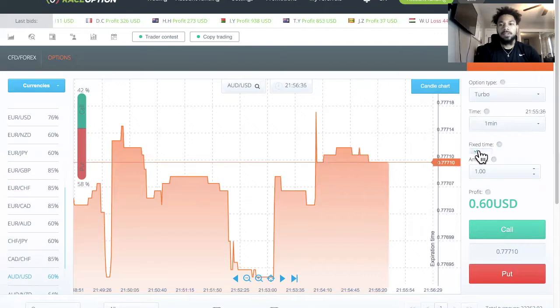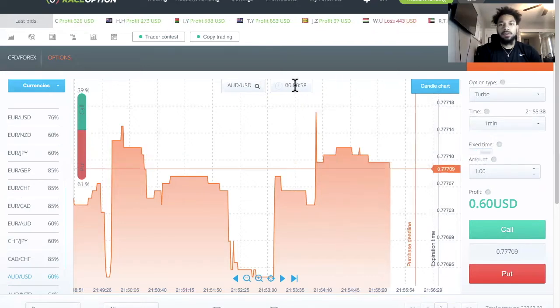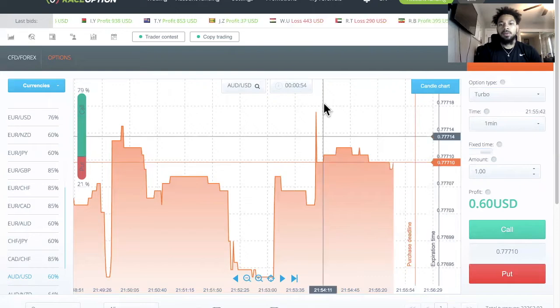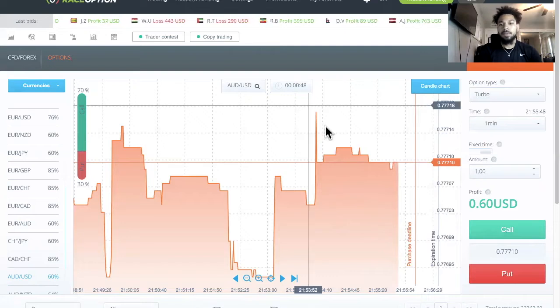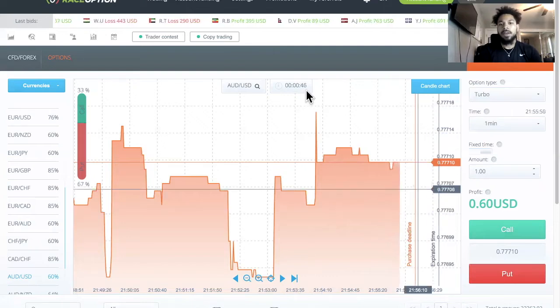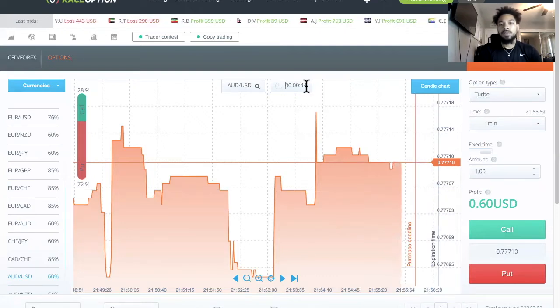Now if I take my fixed time off, this little running clock is going to appear up here, and that means that whatever time this is at when I enter my trade is the amount of time that I'm going to be in that trade for. For example, if I were to enter a trade right now, I would be in the trade for 43 seconds. Although I have 1 minute selected, since my fixed time is off, I'm working with this running clock.